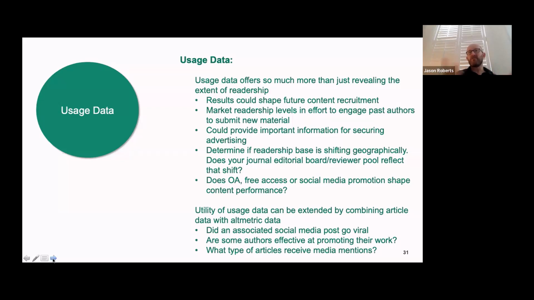Marketing throughout most of my career, which is now up to 30 years pretty much in publishing, was always about getting subscriptions in the early days. Now it's about readership and it's about the author as the customer. That's critical. And usage data is going to be a key part, a weapon in your armory to figure out who the authors are that you need to be recruiting or retaining.